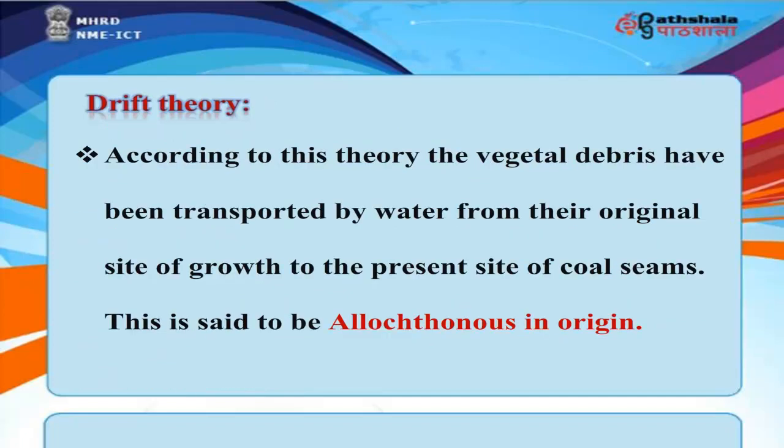Drift theory. According to this theory, the vegetal debris have been transported by water from their original site of growth to the present site of coal seams. This is said to be allochthonous in origin.